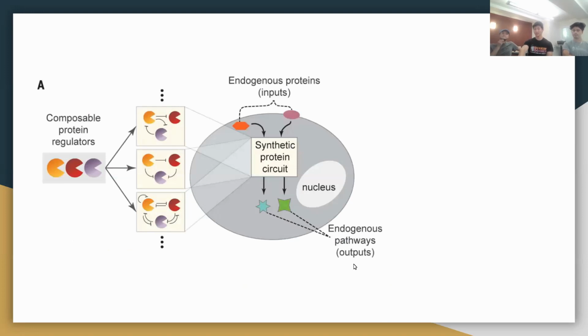Let me see if I can actually get the pointer so that we can, there we go, that's much better.